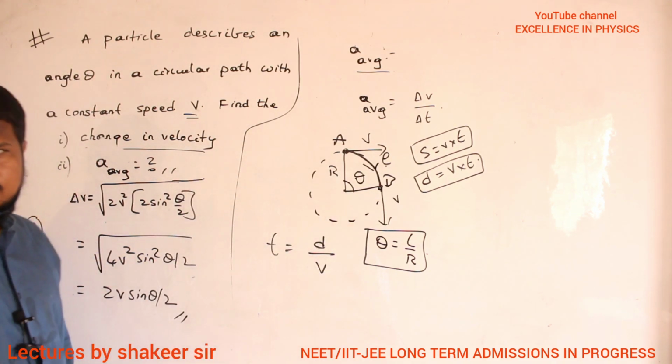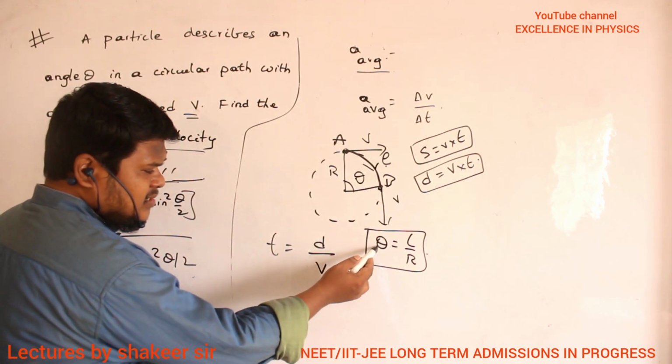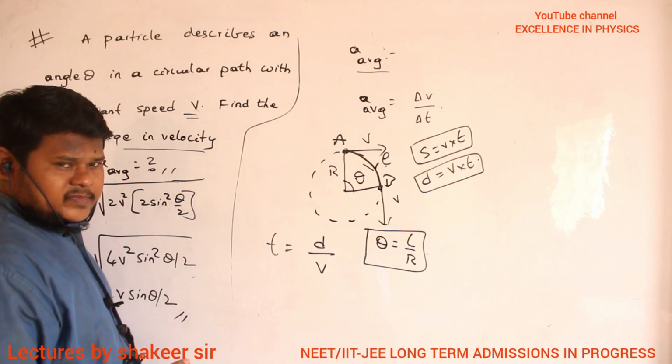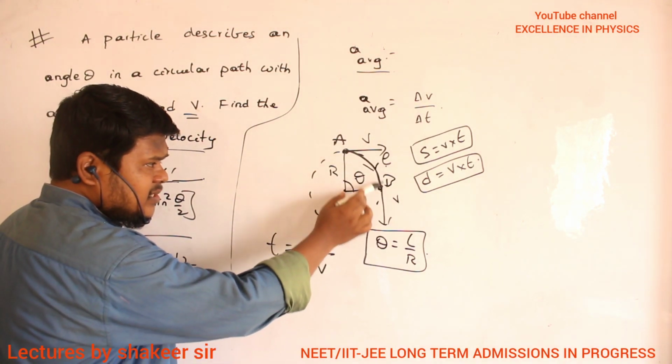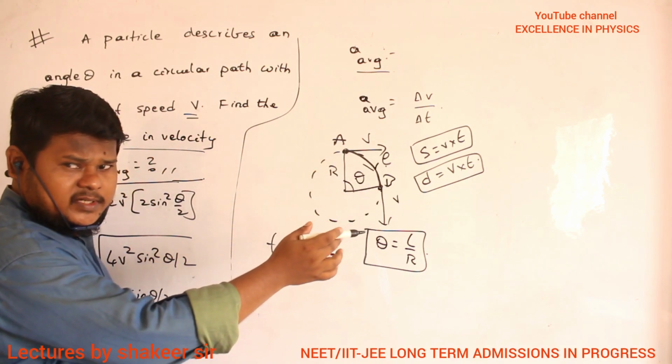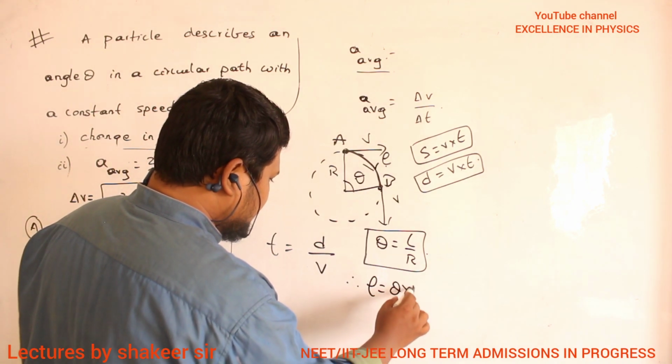He did not give anything, so let us assume the radius of the circle is R. So theta is equal to L by R. This is the relation. And in this condition, which is the distance? Distance is nothing but L. So therefore L, how can I write? L is equal to theta into R.